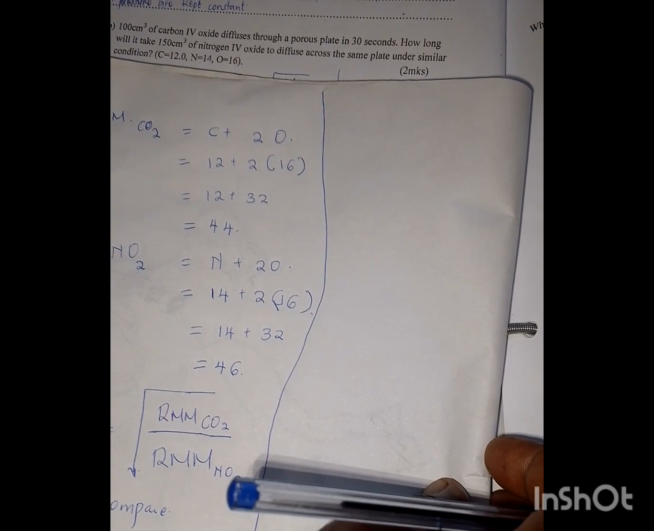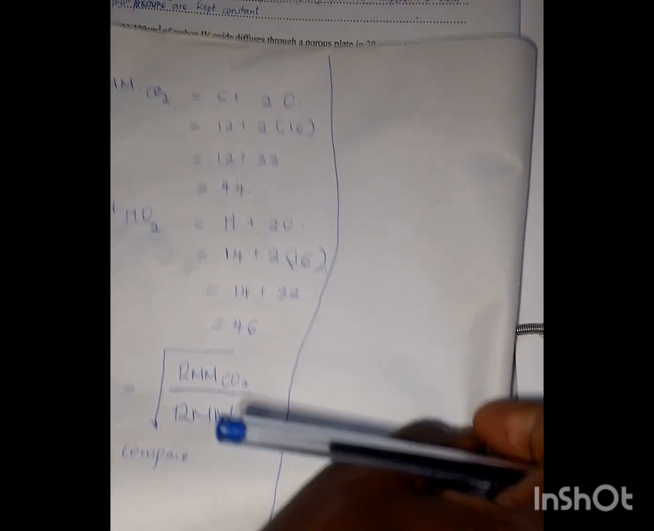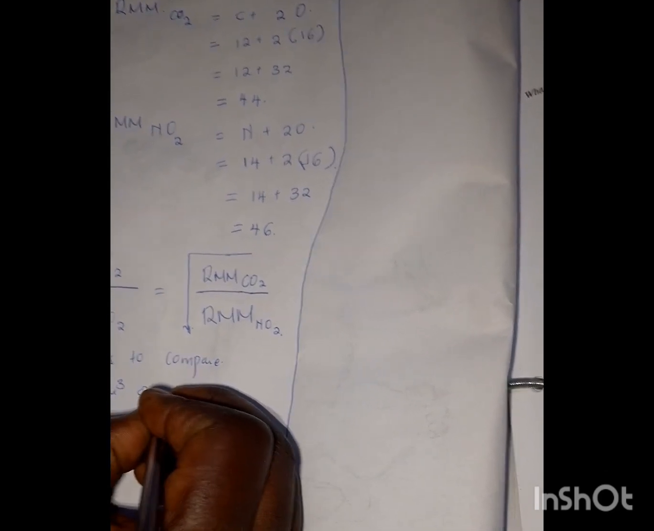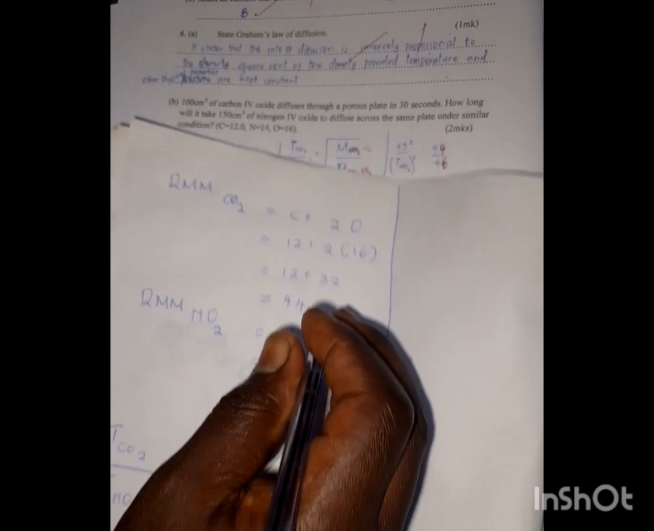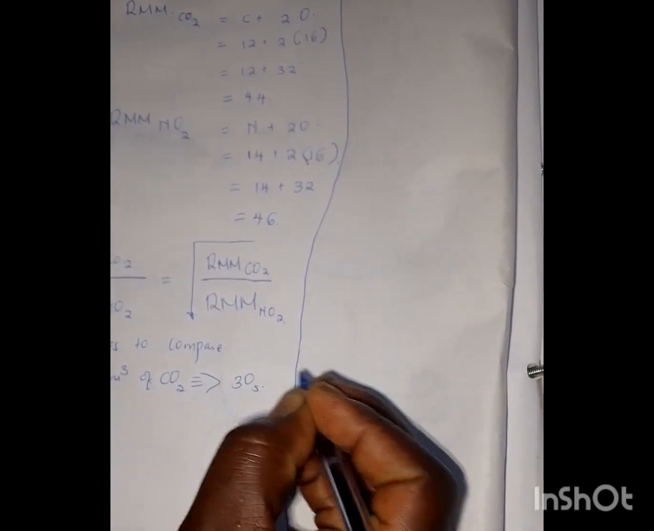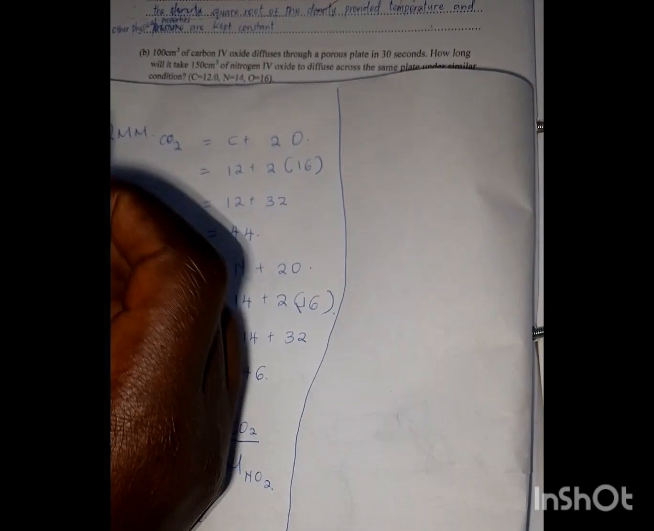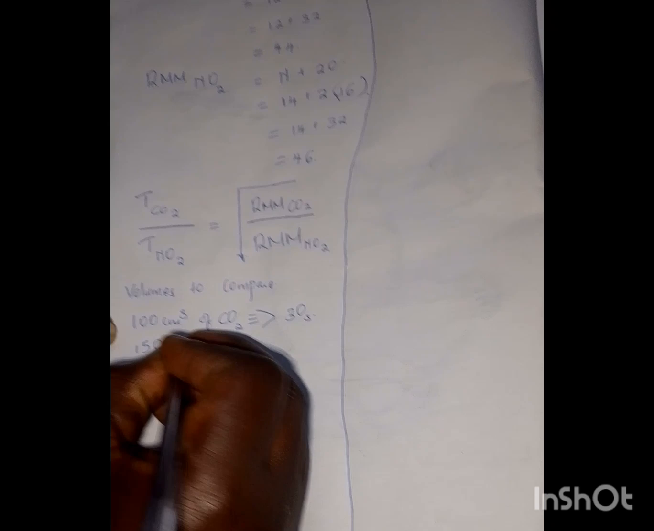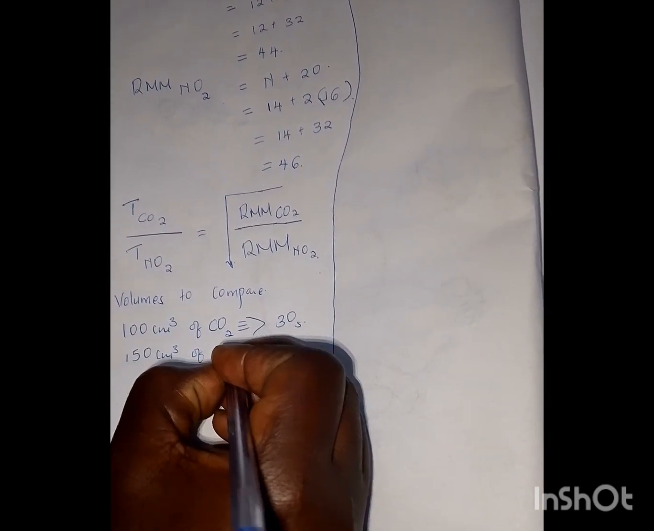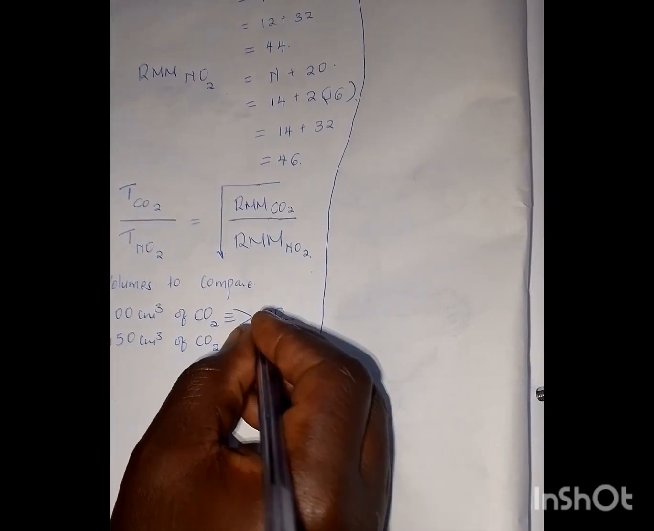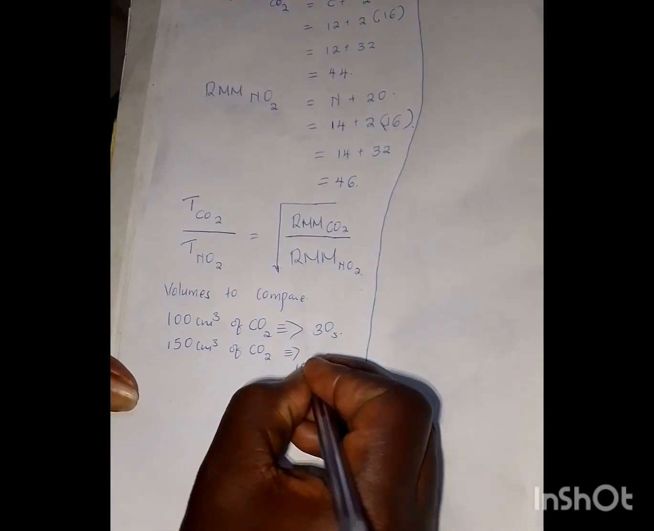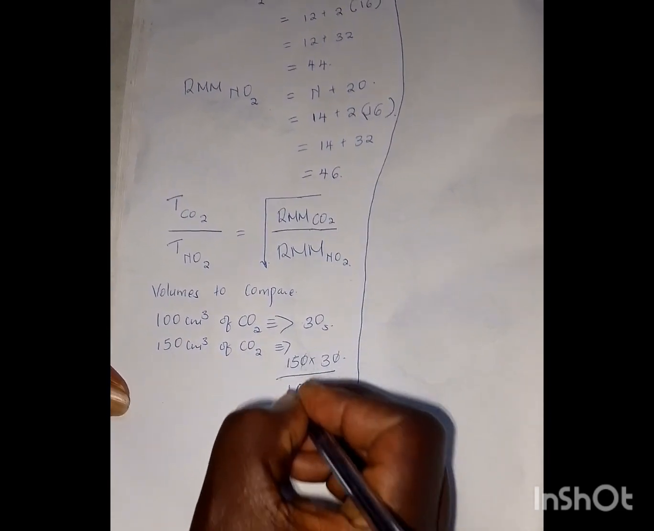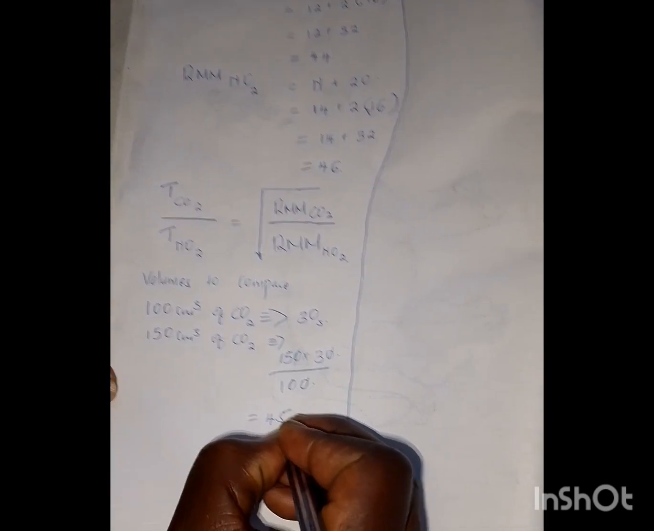Now we were given 100 cubic centimeters of carbon dioxide. So 100 cubic centimeter of carbon dioxide took 30 seconds to diffuse through the porous membrane. So how long will it take 150 cubic centimeter of carbon dioxide to diffuse? So when we cross multiply, we have 150 multiplied by 30 over 100, and this gives us 45 seconds.